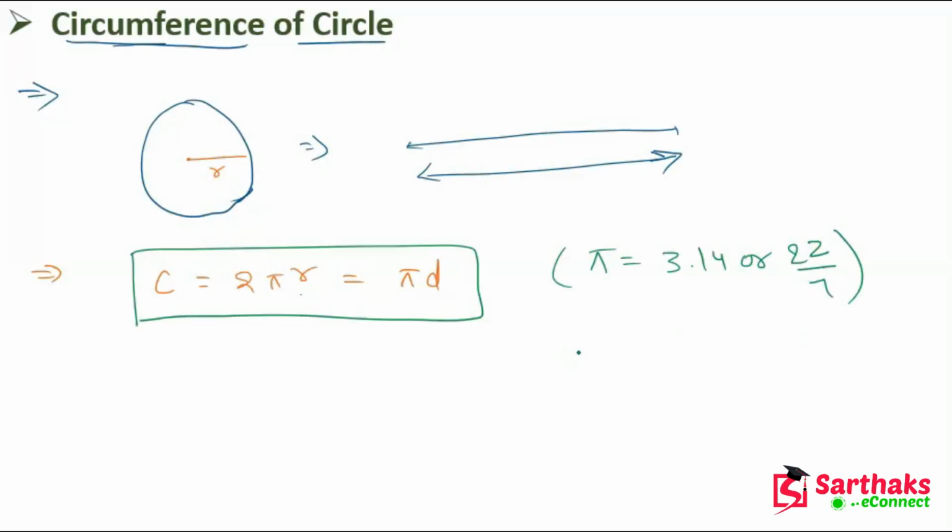Okay, so in the question, it is given either as 3.14 or as 22 upon 7. My dear friends, I hope you understand this thing. So now let's move on. Now comes the area of the circle.